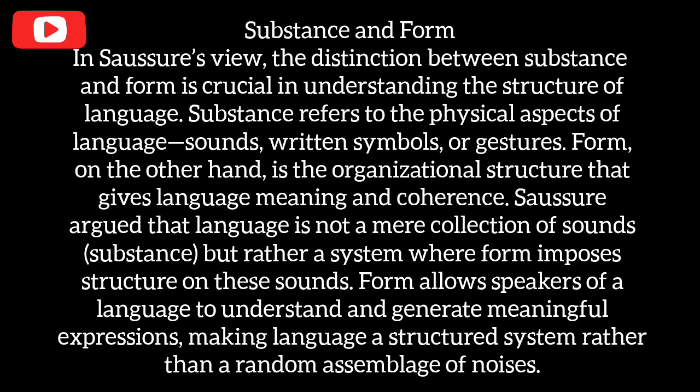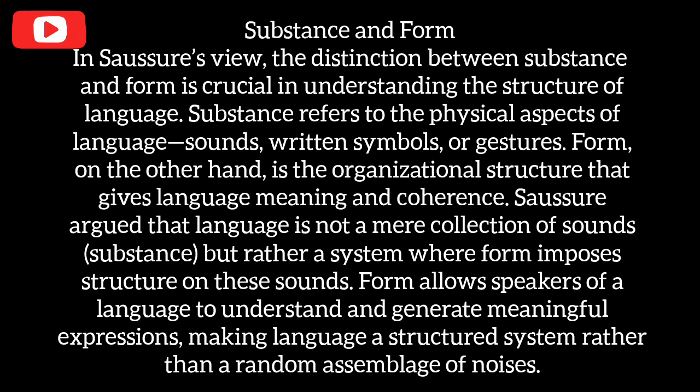Substance and form. In Saussure's view, the distinction between substance and form is crucial in understanding the structure of language. Substance refers to the physical aspects of language: sound, writing, symbols, or gestures. Form, on the other hand, is the organizational structure that gives language meaning and coherence.